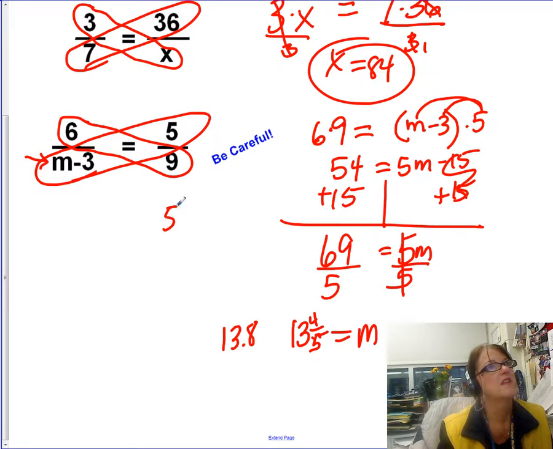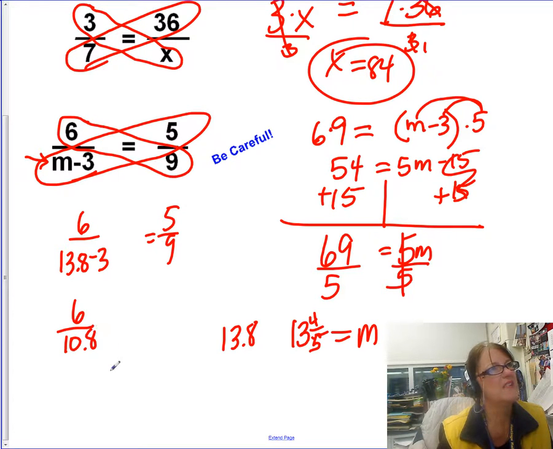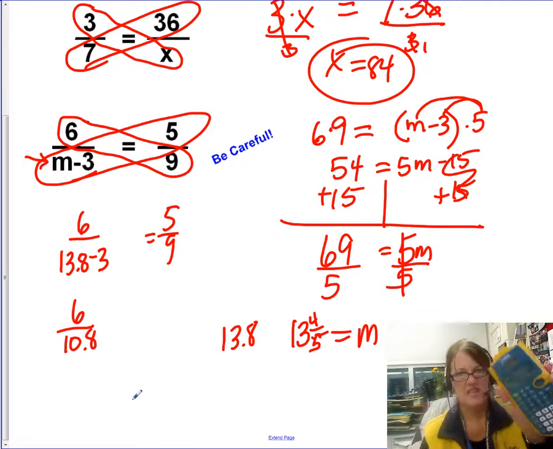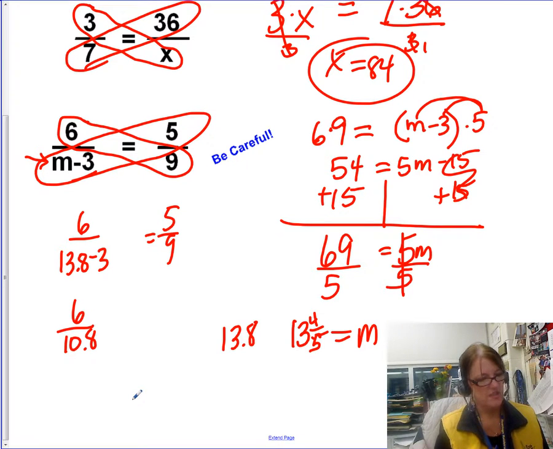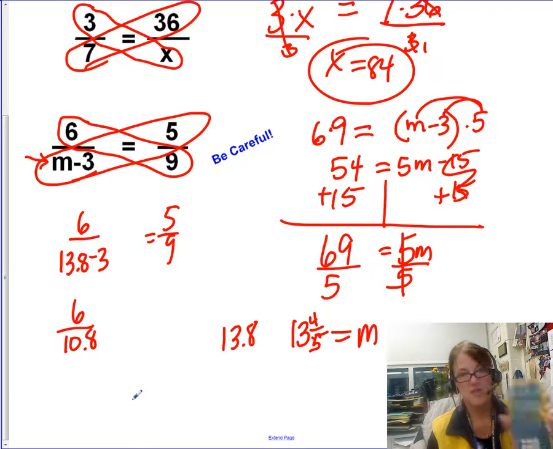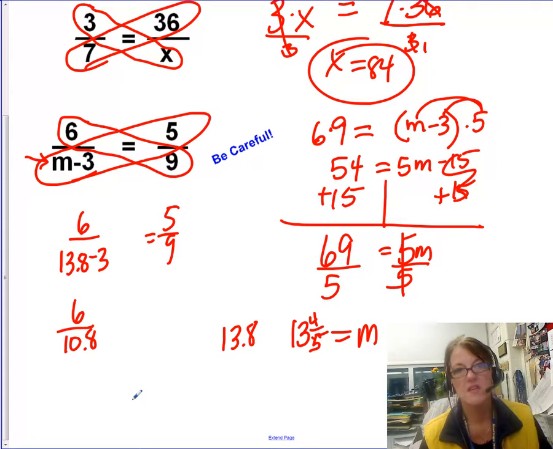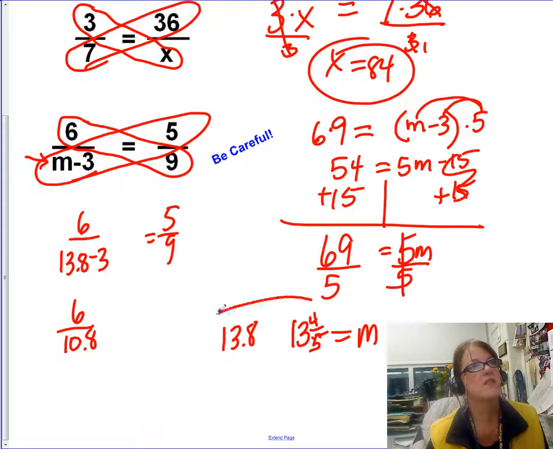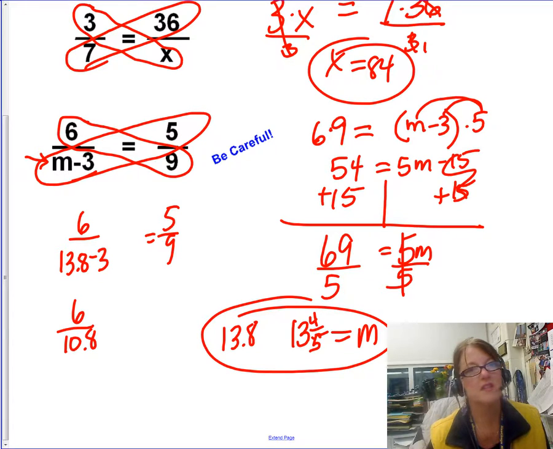So 5/9 equals 6 over 13.8 minus 3. So 6 over 10.8. Ugh. Let's use technology to our advantage. If you press that numerator over denominator button and put in 6 over 10 and 8/10, mine gives me a decimal, and if I use the toggle switch, it turns it right into 5/9. It works. So as gross as that is, that's actually the correct answer.